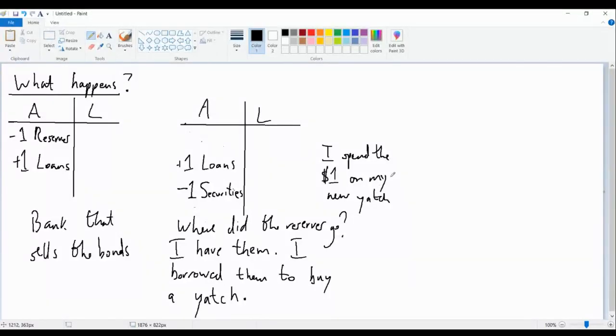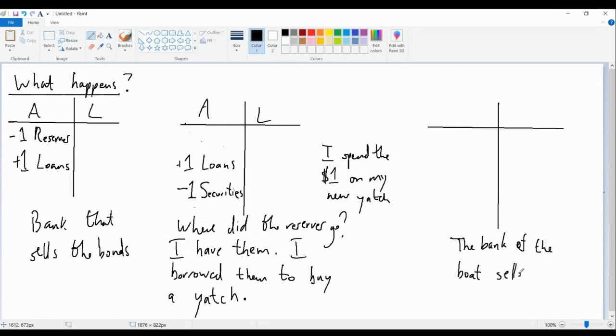So where are the funds now? Well, now I paid them to whoever it is who sold me the yacht. So remember, there's no currency here. So somewhere else there is a bank which the person who sells boats uses to keep their deposit. It may or may not be the same bank as me, that doesn't matter.